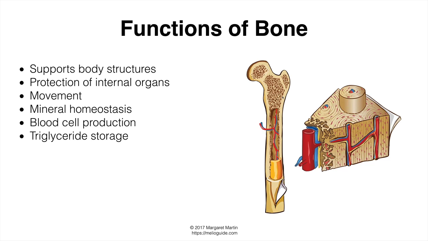So the functions of bone. Well, we all know bone is supporting the structures in our body, protecting our internal organs. So the ribs surround our liver, the top of our stomach, our heart, our lungs. Bones are very critical in movement. They're important attachment points for our muscles, allowing leverage around joints. Bones also play a very important role in maintaining mineral homeostasis within the body, as a place for blood cell production, as well as a storage site for triglycerides.